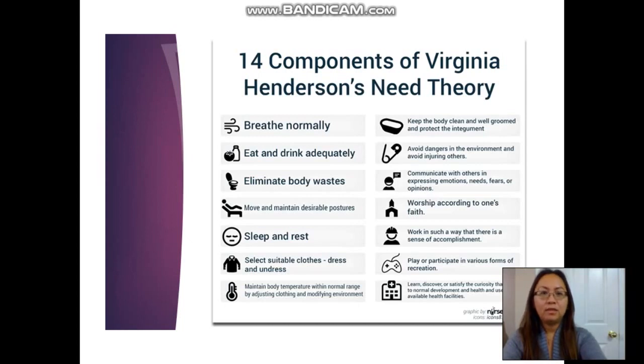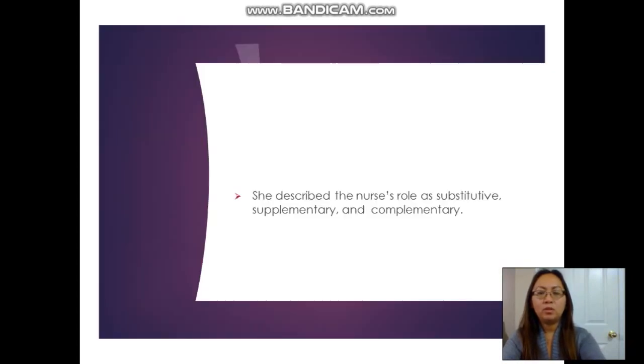The first 9 components are physiological. The 10th and 14th are psychological aspects of communicating and learning. The 11th component is spiritual and moral. The 12th and 13th components are sociologically oriented to occupation and recreation. She described the nurse's role as substitutive, doing for the person; supplementary, helping the person; and complementary, working with the person, with the goal of helping the person become as independent as possible. Now, regarding the major concepts of need theory and fundamental ideas about the need theory, let's hear it from Janine.